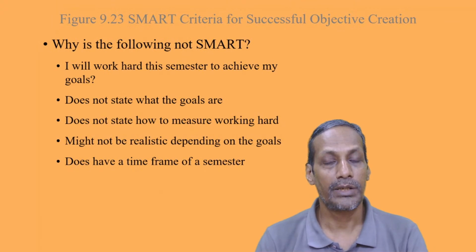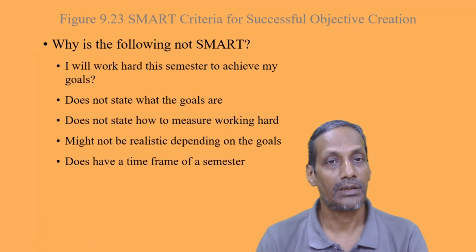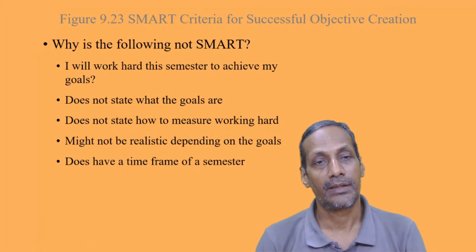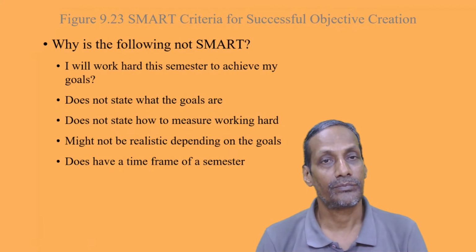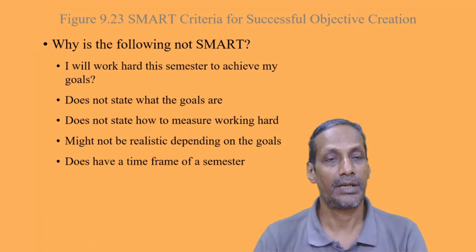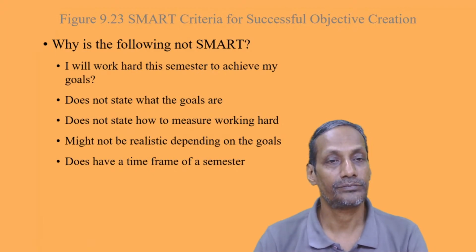Why is the following not SMART? Let us take a look. I'll work hard this semester to achieve my goals, but I could not achieve the goals. Does it not state what the goals are? Does it not state whether the goals have been achieved? Something is not SMART if it does not state how to measure working hard. Something is not SMART if it is not realistic and aligned to the goals. Something is not SMART if it doesn't follow a time frame.